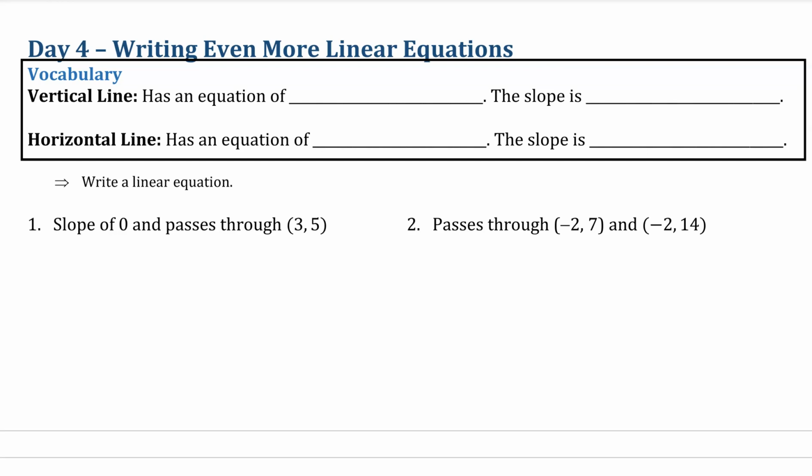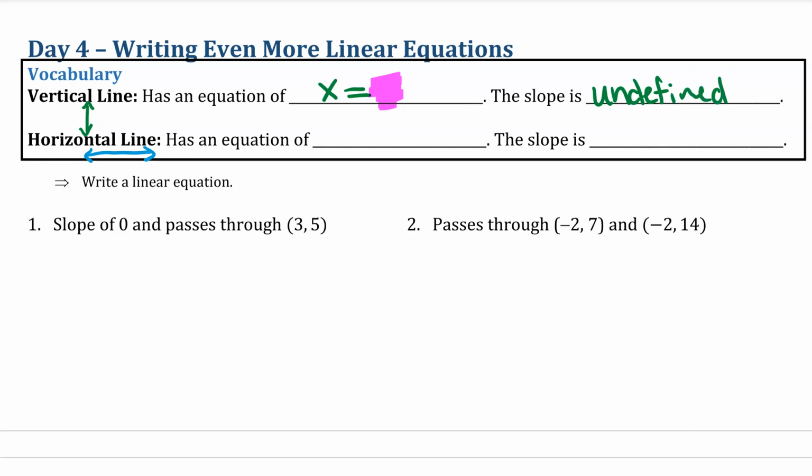So we have done a lot of writing equations of lines in y equals mx plus b, but we need to think about what if we have special lines like our vertical lines and our horizontal lines? Remember, our vertical lines look like this, just straight up and down, and our horizontal lines look like this, left and right. Your vertical lines are the ones that have the equation x equals some number. It's just one number. Remember that slope is undefined.